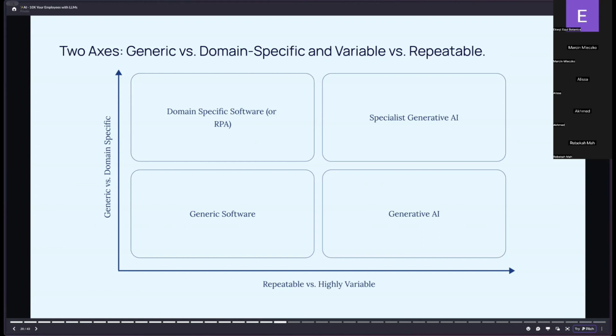The top right would be a use case for specialized generative AI, which is a little bit more complex. So basically fine-tuned versions of the models or GPTs, where you give them capabilities and knowledge to make them more specialist.